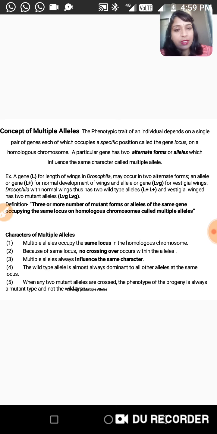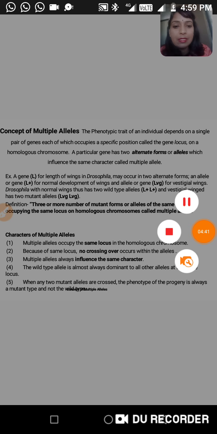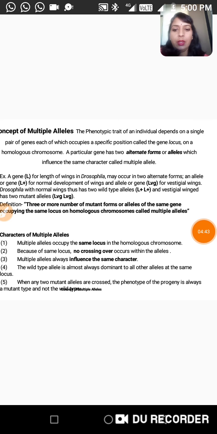Second characteristic, as multiple alleles are located on the same locus, usually, not always, there is no crossing over between the multiple alleles. Okay, no crossing over occurs within the multiple alleles. Now after that, as they are similar forms of the same gene, they always influence the same characteristic, right?